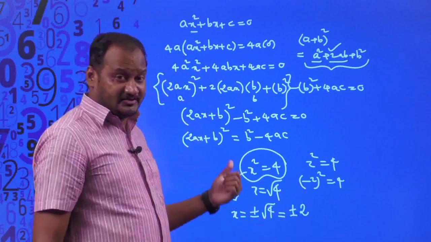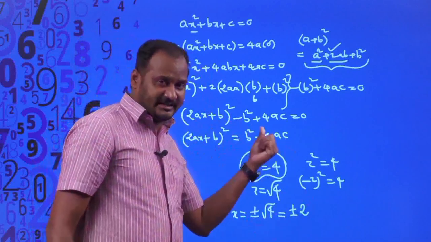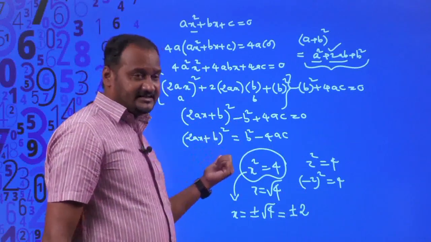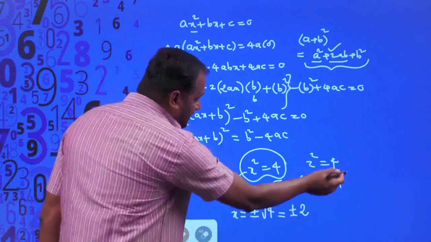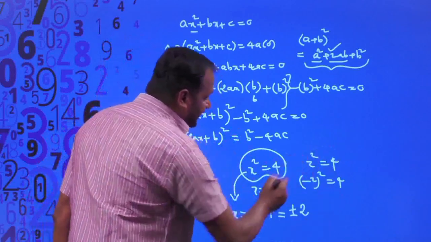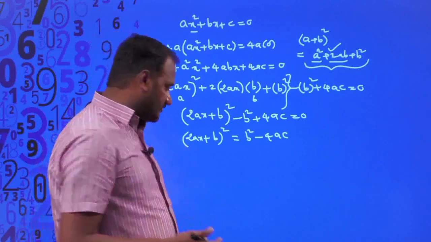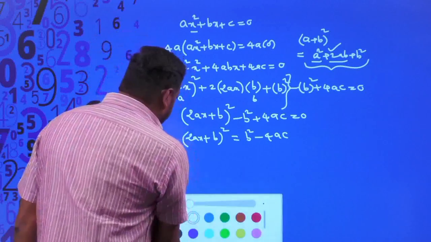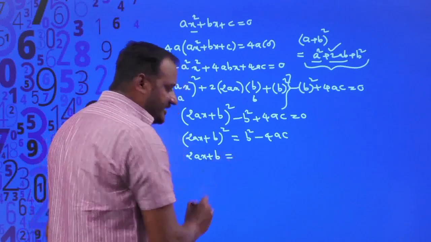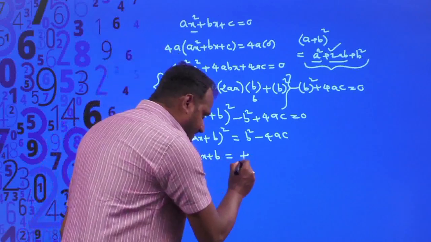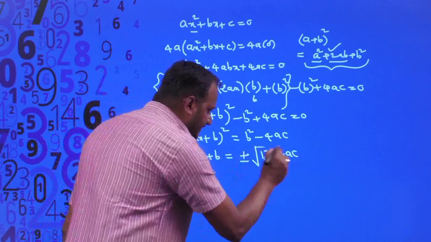Hope you understand what I am trying to tell you, because this is (2ax plus b) whole square is equal to b square minus 4ac. You are going to find the value of x. For that you will have to remove the square. When you remove the square, you will have to put plus or minus square root. Please be very careful, we cannot take only the positive square root; it can be the negative square root also. So 2ax plus b is going to be plus or minus square root b square minus 4ac.